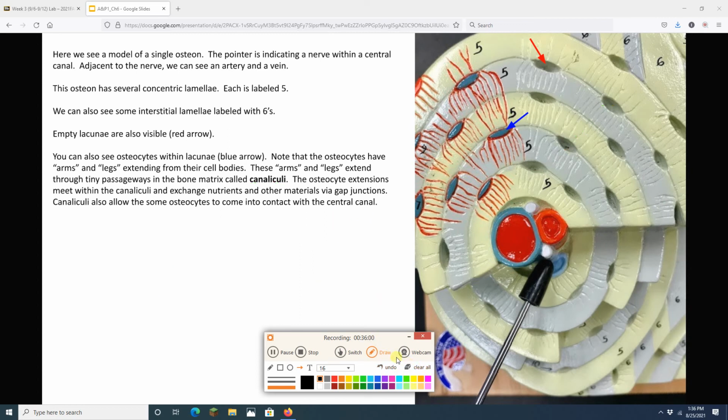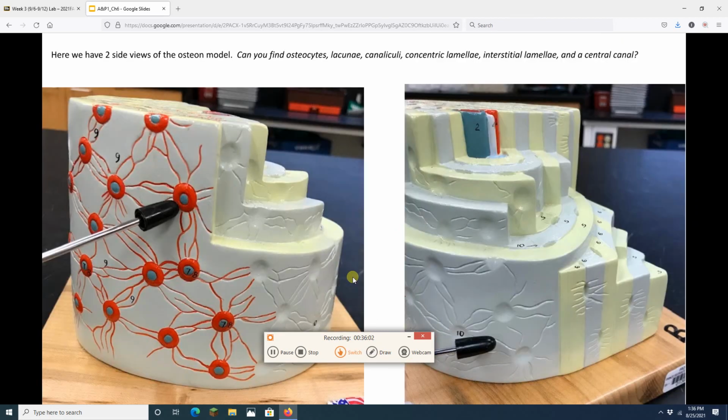All right. Here is another pair of views of the Osteon model. So I just showed you the top view of this model. Now I'm showing you lateral views. So can you look at this and find me some osteocytes, some lacunae, some canaliculi, some concentric lamellae, some interstitial lamellae, and a central canal? Find all that stuff for me.